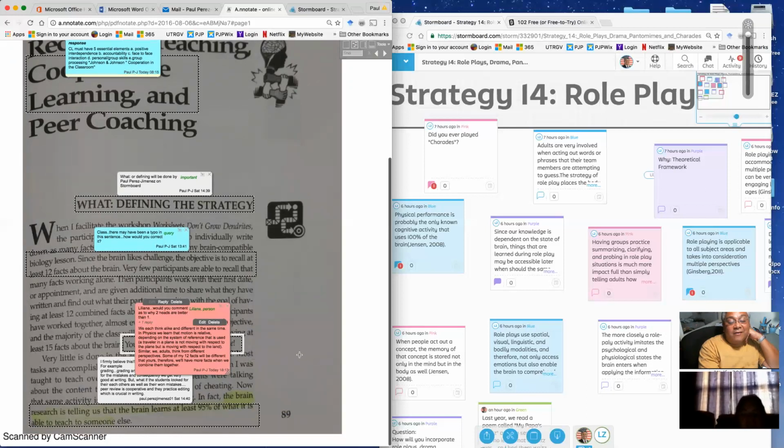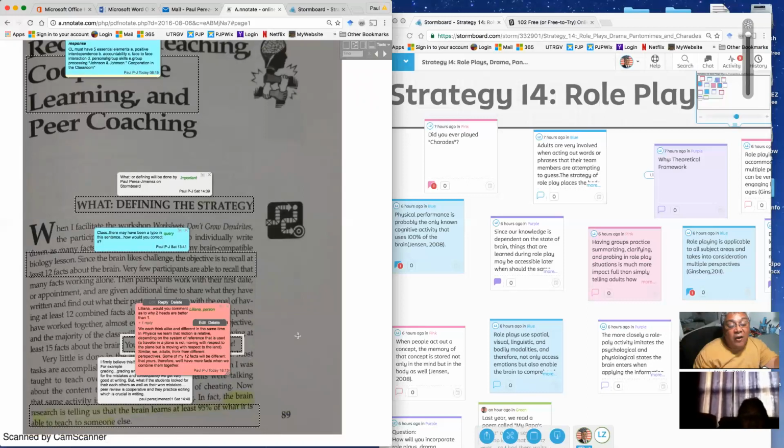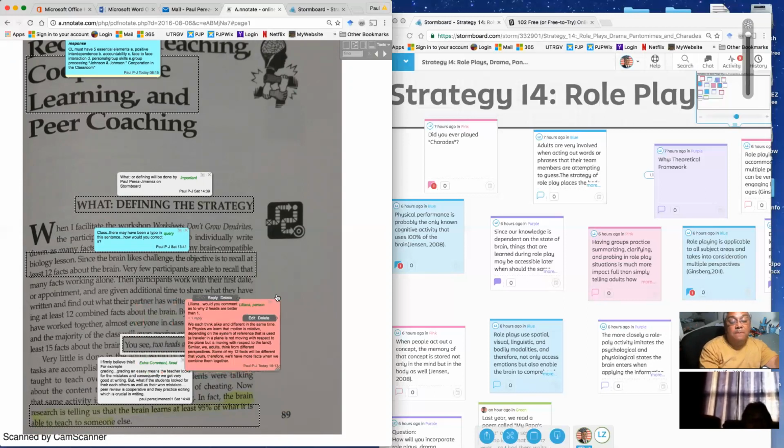Okay. So what she did is she responded and she put in here, we each think alike and different at the same time. And in physics, we learn that motion is relative depending on the system of reference that is used. A traveler in a plane is not moving with respect to the plane, but is moving with respect to the land. Similarly, we adults think from different perspectives.